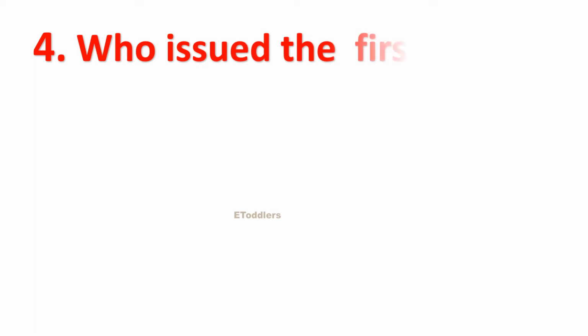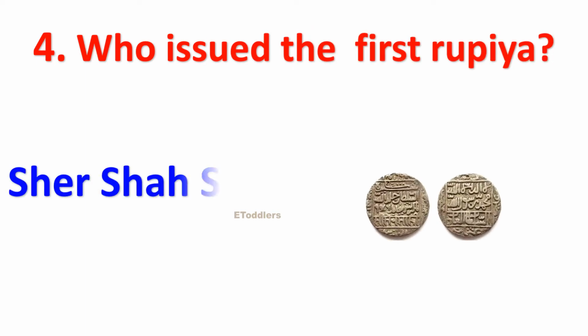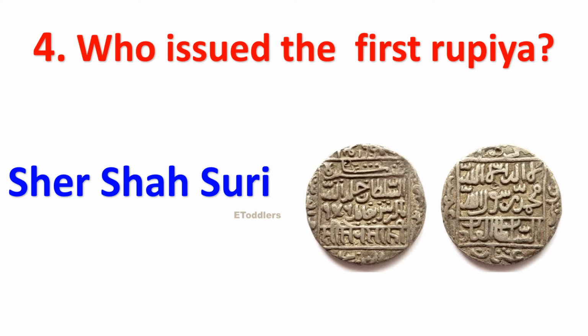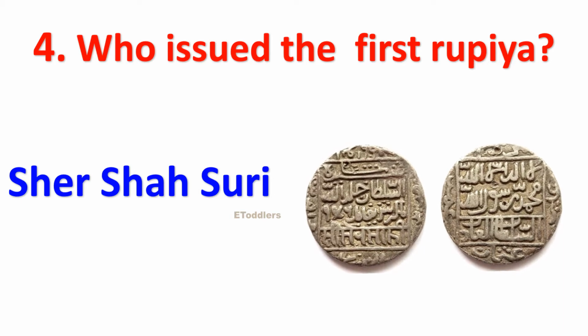Who issued the first rupiah? Sher Shah Suri. Silver coin issued by Sher Shah Suri. It remained in use during the Mughal period, Maratha era and British India.